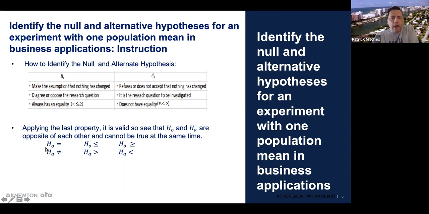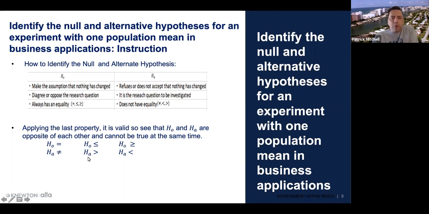So there are three different types of situations. I'm gonna start by talking about the alternative hypothesis, because often it's easier to state the alternative hypothesis first. So your alternative hypothesis might say does not equal, in which case your null would say equals. They have to be opposite. By the way, this is called a two-tailed test. We'll talk more about that later.